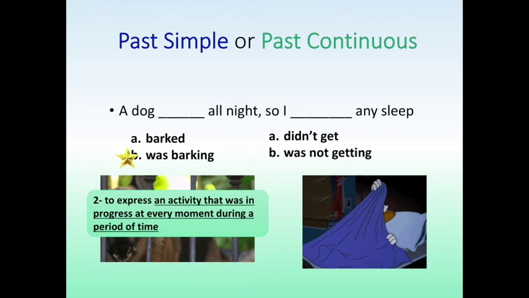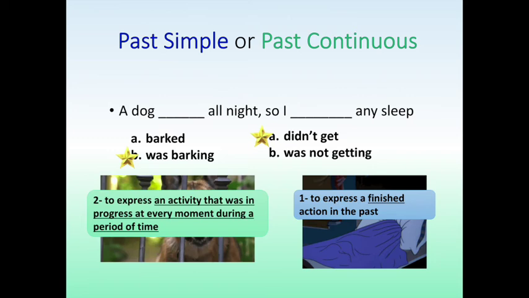Then the second half. So I didn't get any sleep or was not getting any sleep. Here we need to use past simple to express a finished action in the past. We're not talking about duration or an activity in progress here. We're just talking about a finished fact from the past. I did not get any sleep last night.